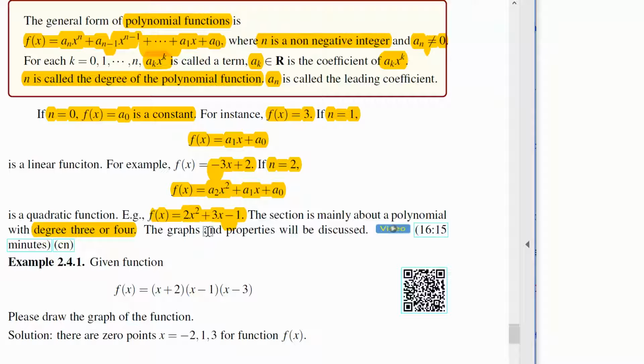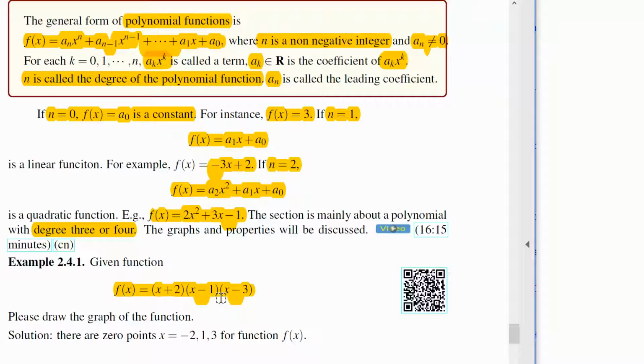Our major focus in this section is the graph of a polynomial with degree equal to 3 or 4. Like the one right here, which is degree 3, because it's the product of 3 linear polynomials. So the degree here is 3 when you expand this polynomial. We will see how we are going to draw this polynomial.